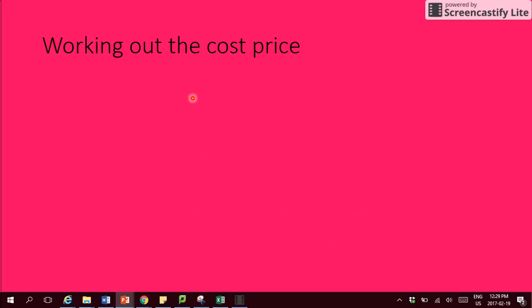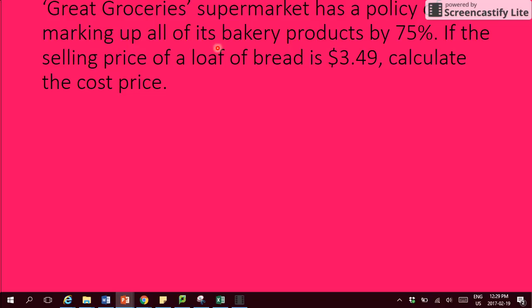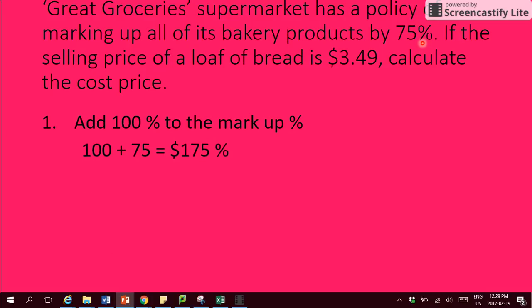Right, now we're working out cost price. So Great Grocery Supermarket has a policy of marking all of its bakery products up by 75%. If the selling price of the bread is $3.49, so that's what the label says, what was the cost price? How much did they pay for the bread initially? So, step one, you add 100% to the markup percentage. So the markup percentage is 75%. We add on, so we would say 100 plus 75 gives me 175.